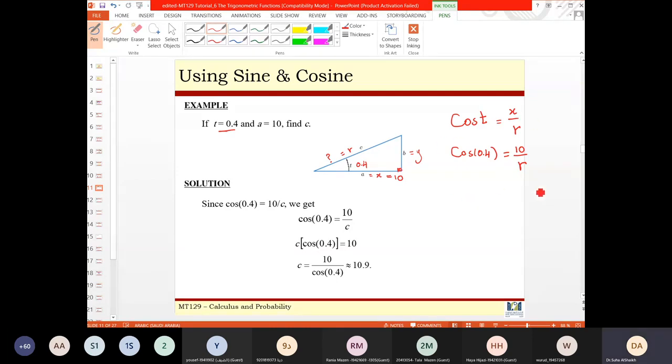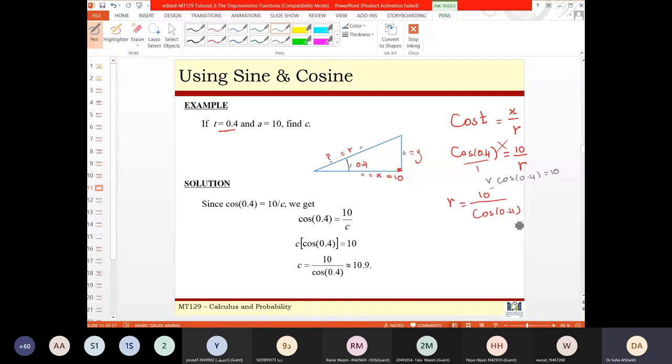Do cross multiplication, and this will mean that r is equal to 10 over the cosine of 0.4. You can see what I did. Here the bottom is 1, so let me do cross multiplication. So I will get r times cosine of 0.4 is equal to 10, which means r is equal to 10 divided by cosine 0.4.